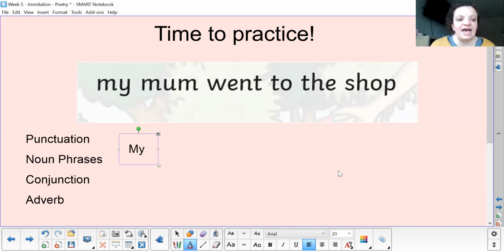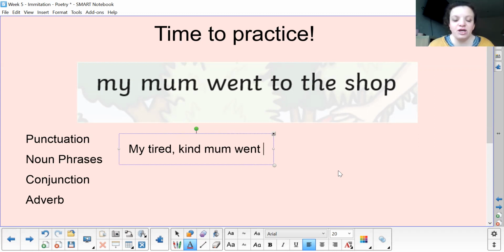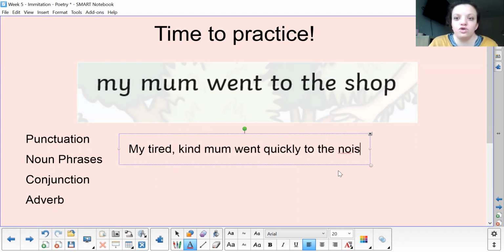My mum. So I'm going to use a noun phrase to describe my mum. So my tired, kind mum went, and now I'm going to bring my adverb in here because I've got a verb. My verb is went, not to go, but in the past, went quickly to the, I'm going to use another expanded noun phrase, noisy, busy shop.